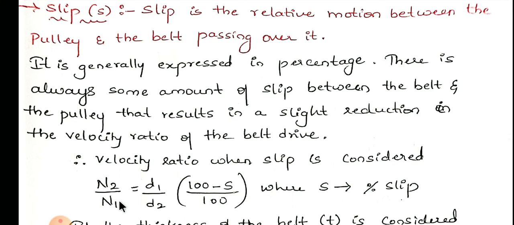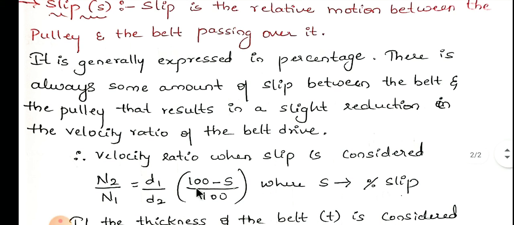In the previous relation, that is the velocity relation, you know that N2 by N1 is equal to D1 by D2. If you are going to consider the slip in the belt, then you have to multiply with (100 minus S) divided by 100. This S is nothing but the percentage slip which occurs.